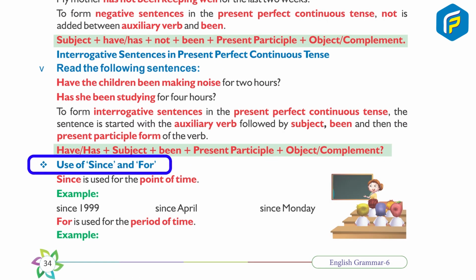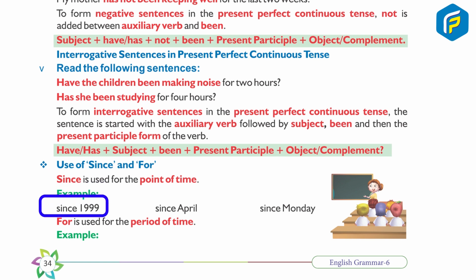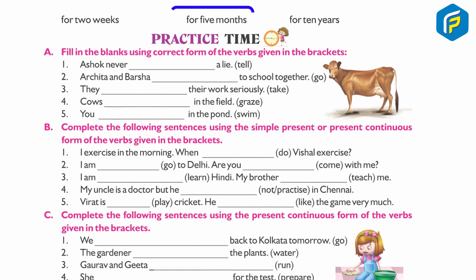Use of since and for. Since is used for the point of time. Example: since 1999, since April, since Monday. For is used for the period of time. For 2 weeks, for 5 months, for 10 years.